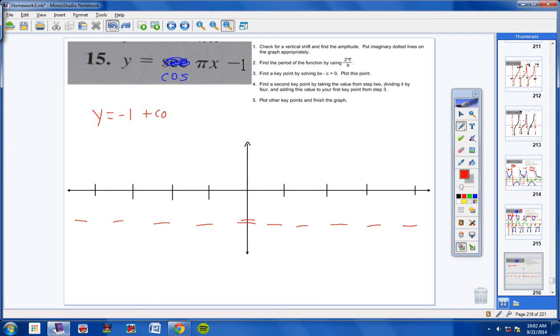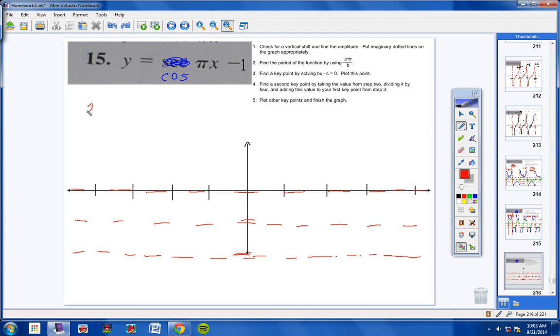So I'm -1, and then the multiple in front of the cosine is 1. So I'm going to go up 1 to the x-axis. I'm going to go down 1 here on the y-axis, and there we go. My graph takes place somewhere between these dotted lines, okay? Now, step 2, find the period.